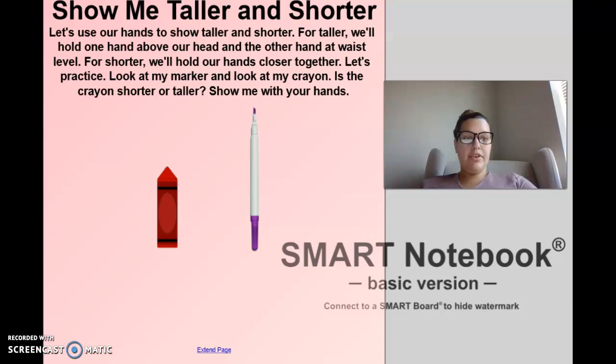To start us off, talking about taller and shorter, I want you to look at these two pictures. I want you to figure out which is shorter. Is the crayon shorter than the marker? Or is the marker shorter than the crayon? Very good. The crayon is shorter than the marker. Look at the crayon only comes up to here, and we still have all that space.